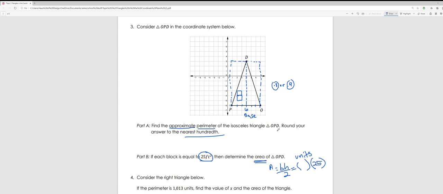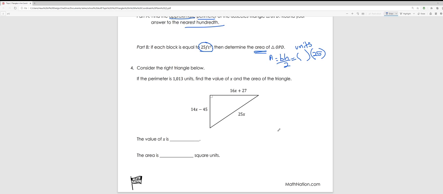divided by 2. Okay? And then the last one, it says consider the perimeter, and they give you the perimeter. They tell you how many units the perimeter is, and find the value of x. Then they want you to find the area of the triangle. So two things: perimeter first. Remember, the perimeter of a triangle is side plus side plus side, so you're going to add all 3 sides. You're going to add 25x plus 16x plus 27 plus 14x minus 45.